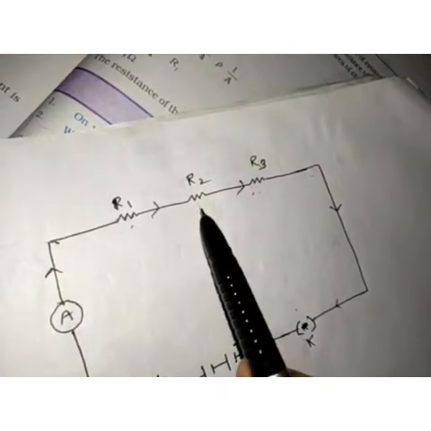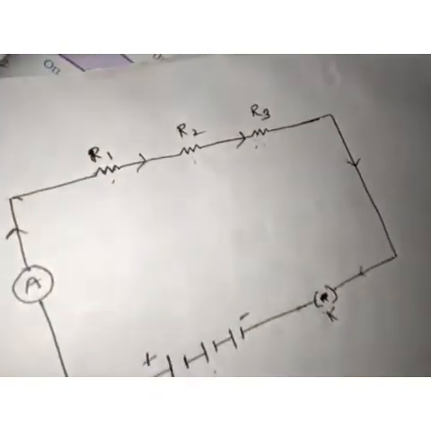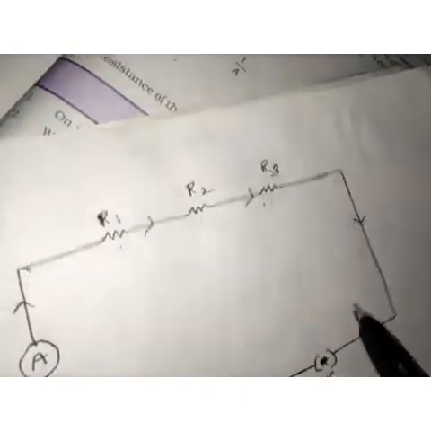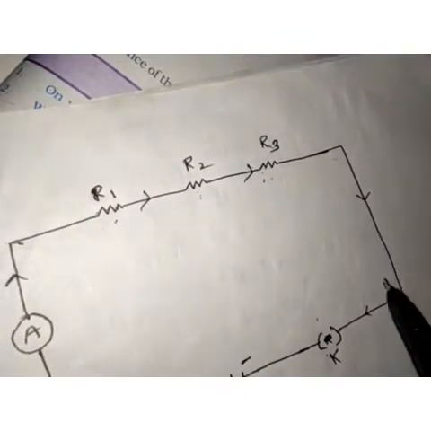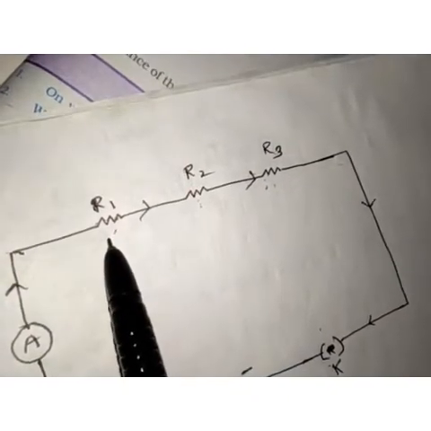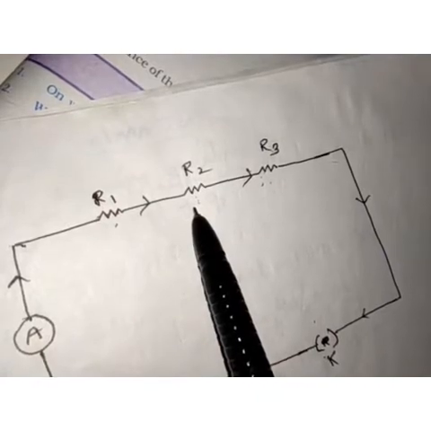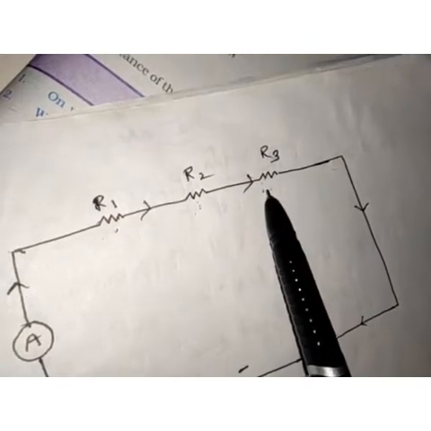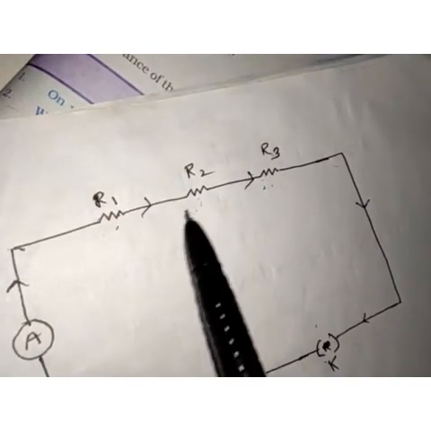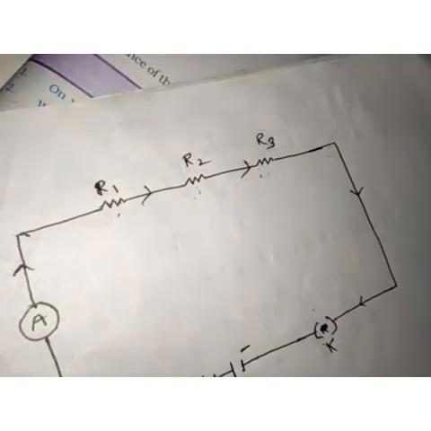Okay, as I have said, there is no division of current in series connection. There is only the same amount of current flowing throughout the circuit. If through resistor R1, 2 ampere of current is passing, then through R2 also 2 ampere of current is passing. Then through R3 also 2 ampere of current is passing. That means the same amount of current will pass throughout the circuit.